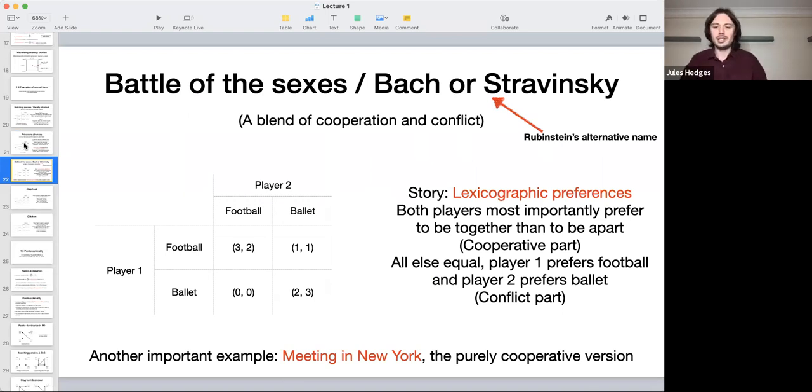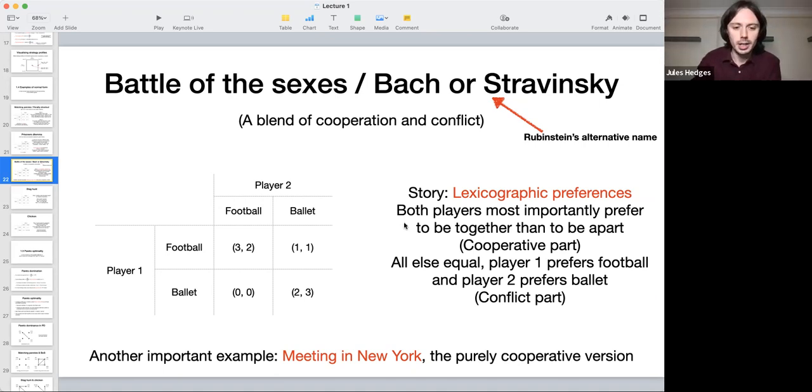Okay, so here's an example which is a kind of mixture of cooperation and conflict. This is traditionally called Battle of the Sexes. Ariel Rubinstein gives it the alternative name Bach-Stravinsky, which conveniently has the same acronym. So we have two players where each of them can independently choose to go to a Bach concert or Stravinsky concert, and the players have lexicographic preferences, which means they have a kind of first priority that they would like to be in the same place. And given that, player one prefers Bach and player two prefers Stravinsky.